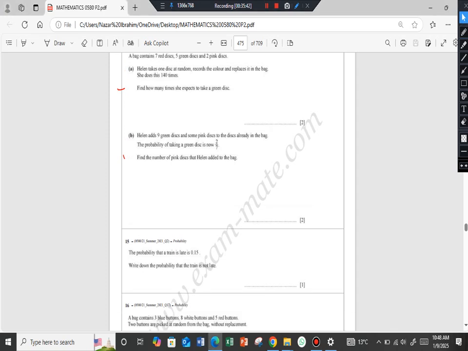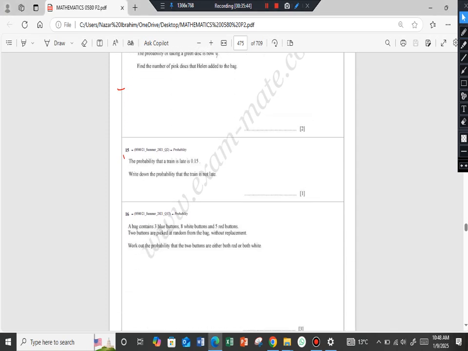Question number 15. The probability that a train is late is 0.15. Then what is the probability that the train is not late? So for not late it is 1 minus 0.15, which equals 0.85. Very simple. 0.85.